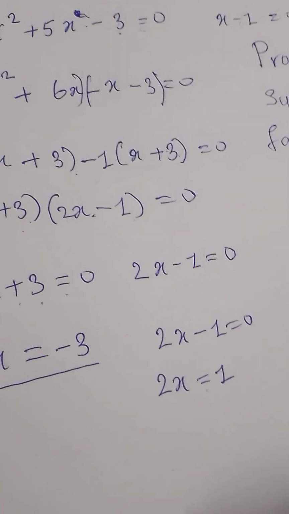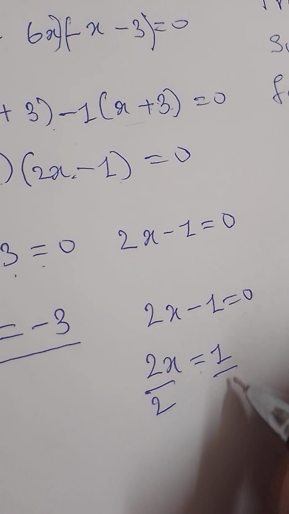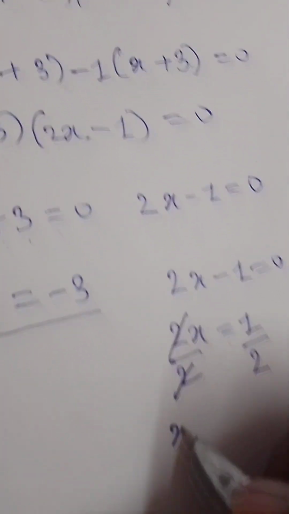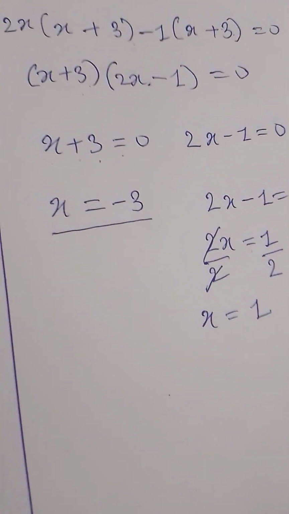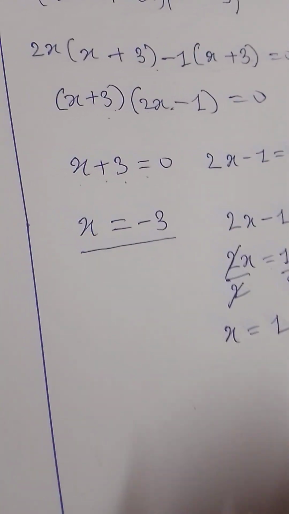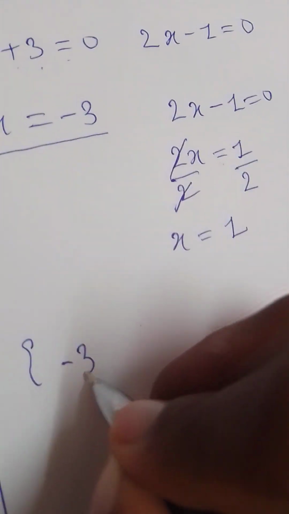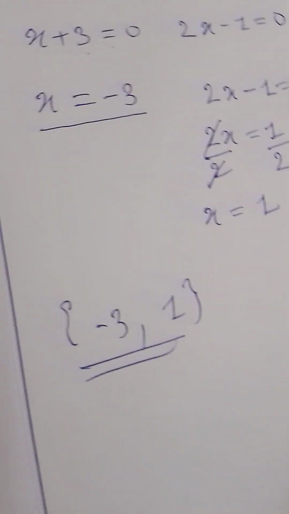Now, to get the value of x, we divide both sides by 2. Dividing both sides by 2, this one will cancel this one. X will be equal to half. Therefore, the set of values of x from these equations are -3 and 1/2. This is the solution for our equation.